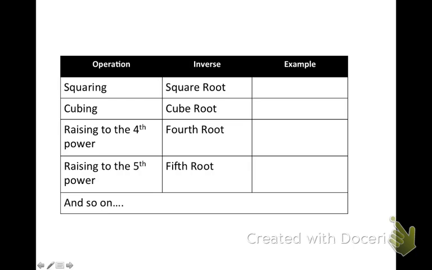All right, so really quickly, let's make this chart. I just want to make sure you are familiar with all of our different roots and get our vocabulary down. So we're going to talk about the inverses of each other. So we've got new operations. You're familiar with your basic four: adding, subtracting, multiplying, and dividing. So now we're going to add in squaring as a new operation. We're going to add in cubing as a new operation.